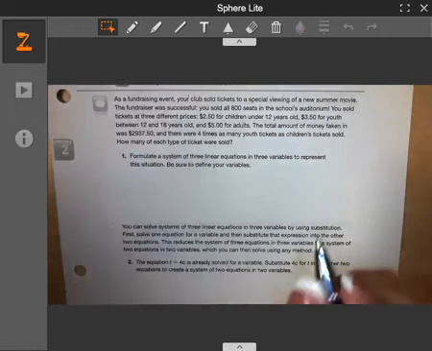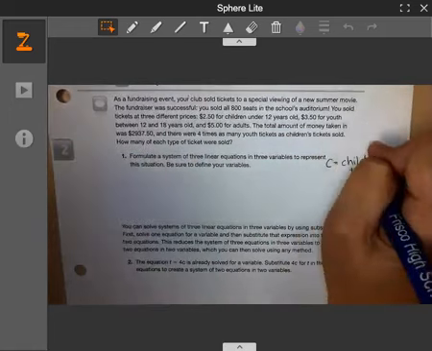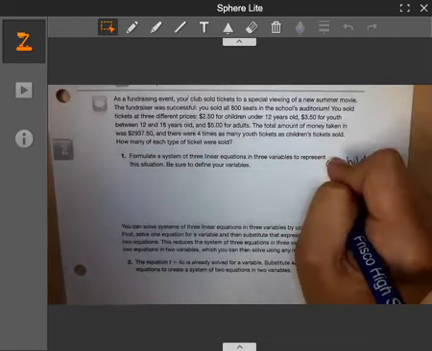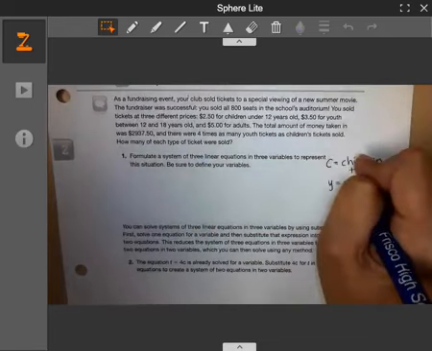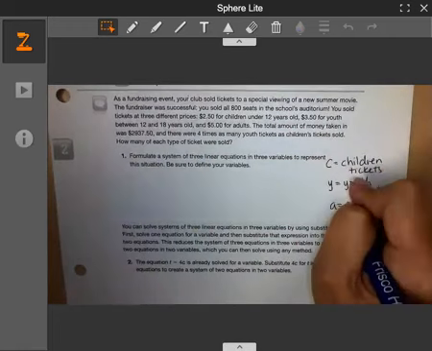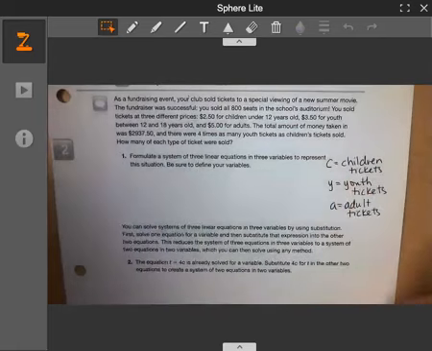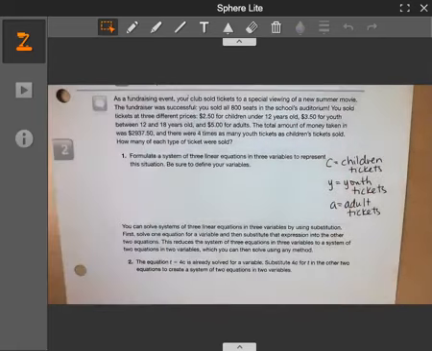So we're going to make C our children tickets. Y will be our youth tickets, and A will be our adult tickets. Now that we have our three variables, we're ready to set up our three equations. When you have two variables, you need two equations. When you have three variables, you need three equations, and so on.